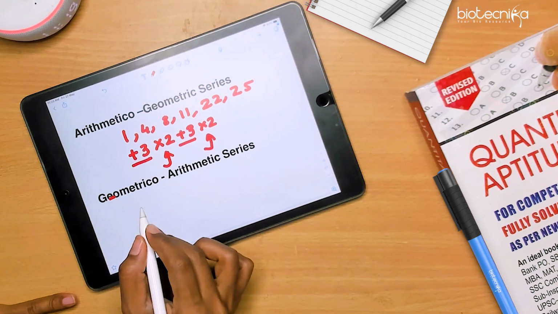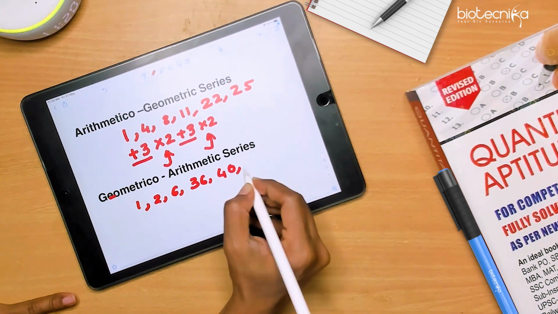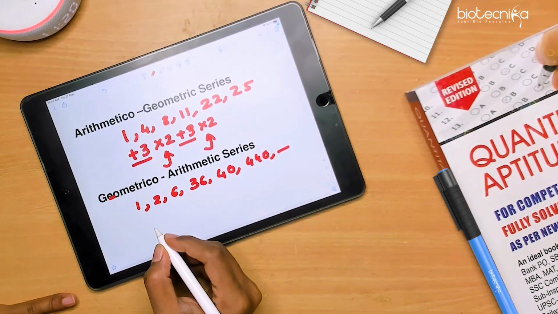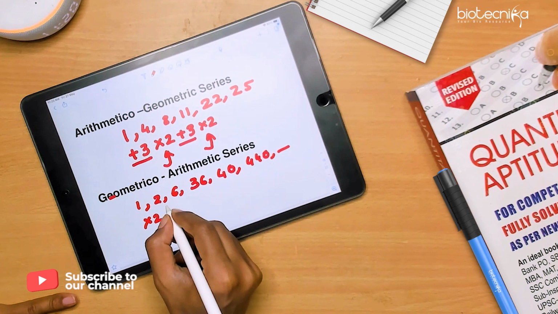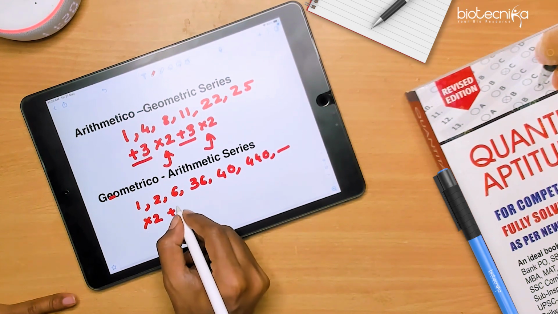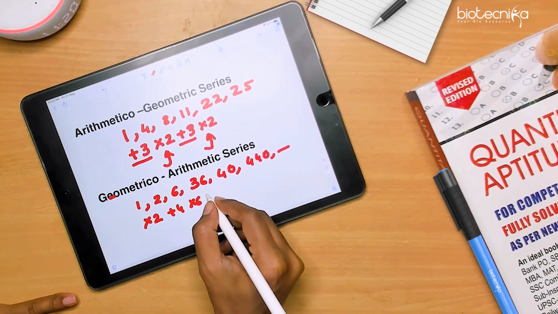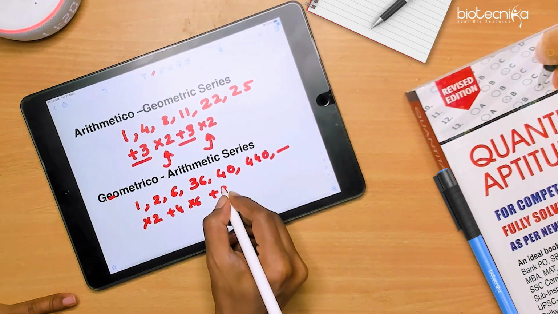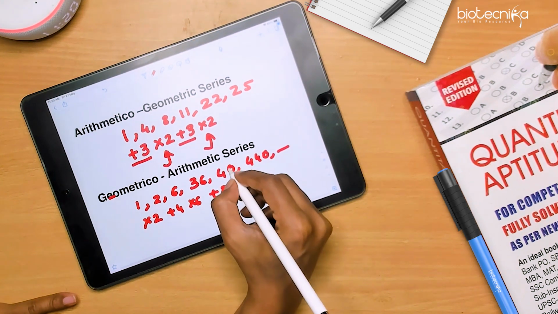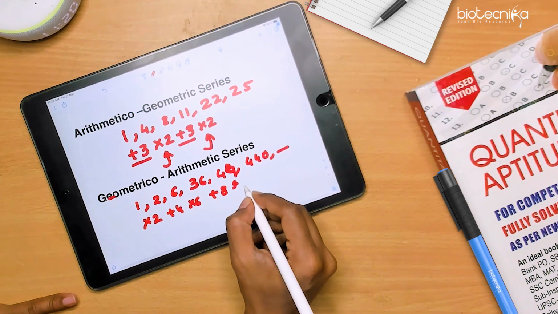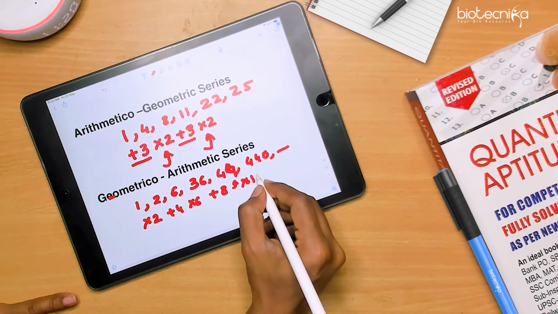Next is geometrico-arithmetic series. If you have 1, 2, 6, 36, 40, 440. So what will be the next term? Now here you will see 1 into 2, you are getting 2. Then 2 plus 4 if you do, you will get 6. Again 6 into 6 if you do, you will get 36. 36 plus 8 if you do, you will get 44. So you will get 44, right? Then 44 into 10, you will get 440.